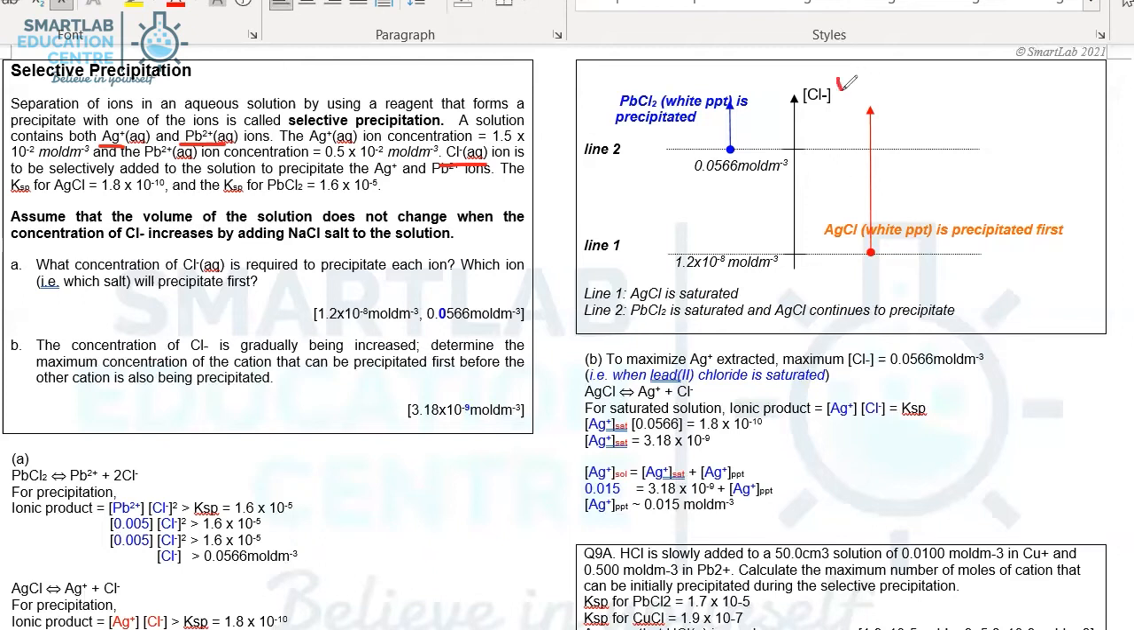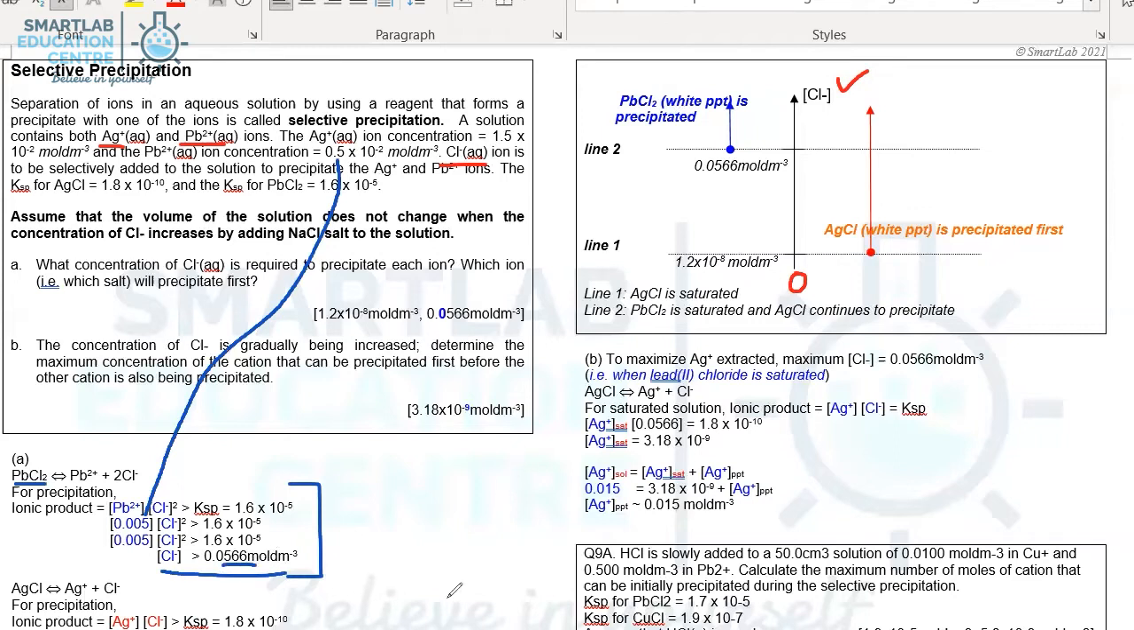Let's take a look. In this ladder itself, we have the concentration of Cl- increasing from 0 and all the way up. The first step is to calculate the concentration of Cl- that will allow PbCl2 to be precipitated. In these questions, the concentration of your Pb2+ is 0.005 mole per dm³. We can calculate that the minimum concentration of Cl- to force the precipitation of lead(II) chloride is this value.